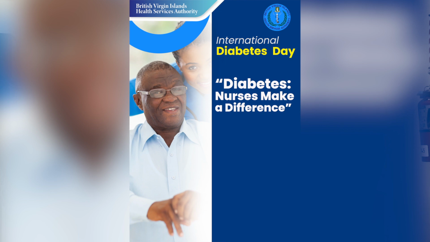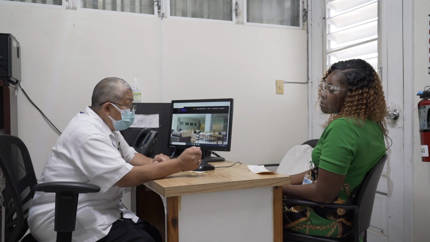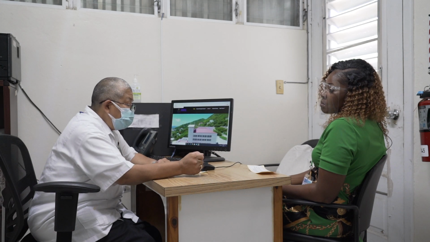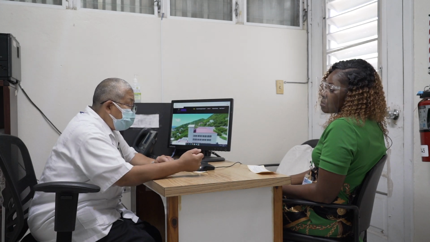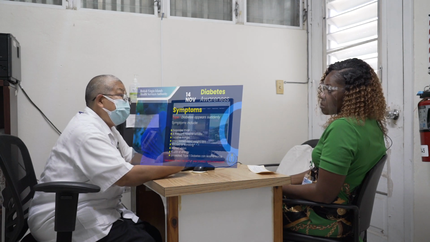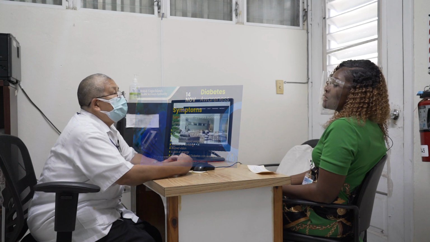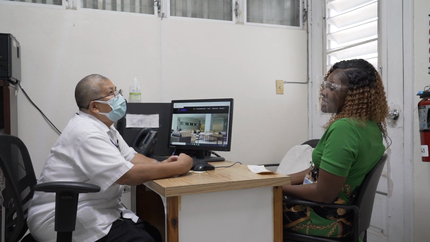So what about some of the goals and objectives of the day? The theme for this year's World Diabetes Day is Nurses and Diabetes. The aim is to raise awareness of the crucial role of nurses with people living with diabetes. That's the theme and the aim. And as a nurse, how do you feel about the theme? What does it mean to you?